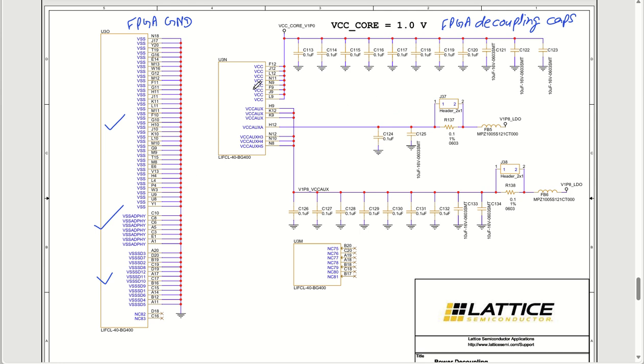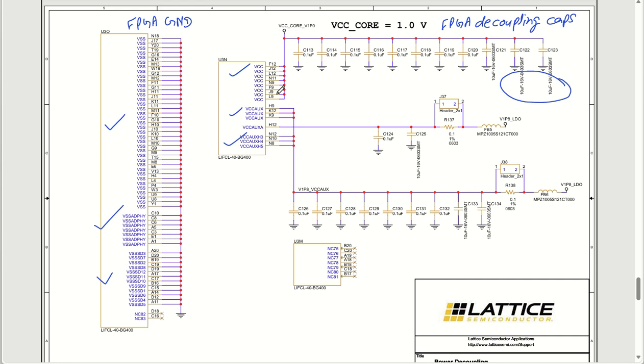Coming back to the decoupling capacitors, we have the VCC pin, the VCC auxiliary pin, and the VCC auxiliary H3 pin. Okay, so H3, H4, H5 are there. So you can see the required number of decoupling capacitors have been put for each of the VCC pins, and along with that, two additional bulk capacitors have been put, like 10 microfarad, 10 microfarad. So this is how a complete design for the decoupling capacitors of VCC core 1.0 volt is used.